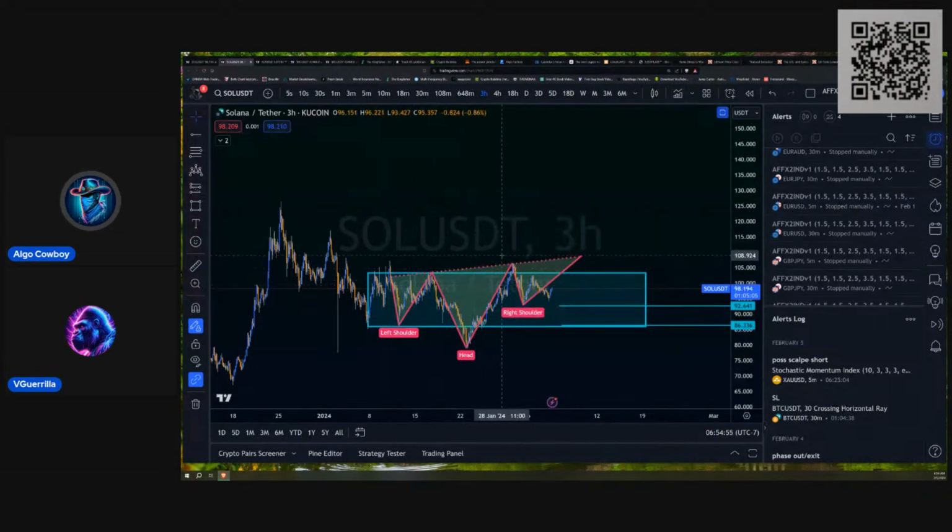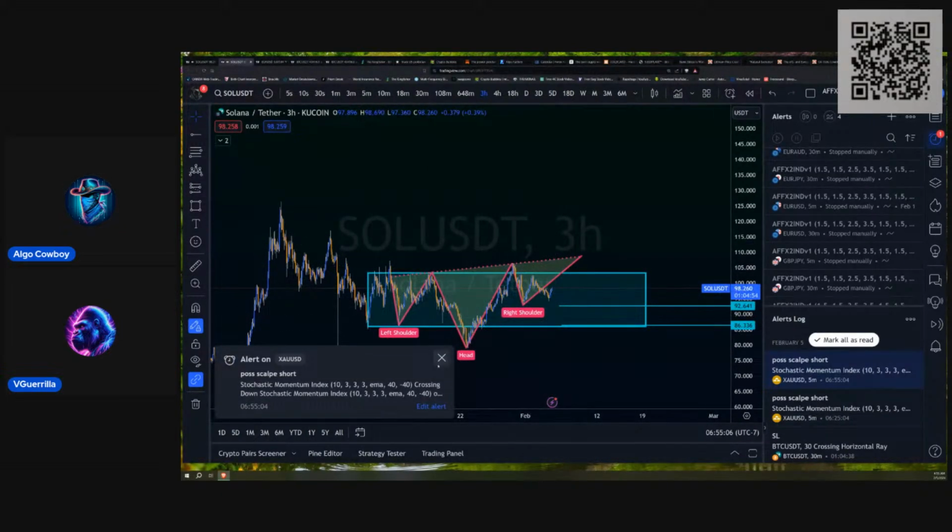Now, the problem, of course, is this is an upward sloping head and shoulders, cutting into profits. If you are over at Algo Factory, you know how I trade these, you know what my metrics are. So I probably wouldn't look to trade this necessarily.